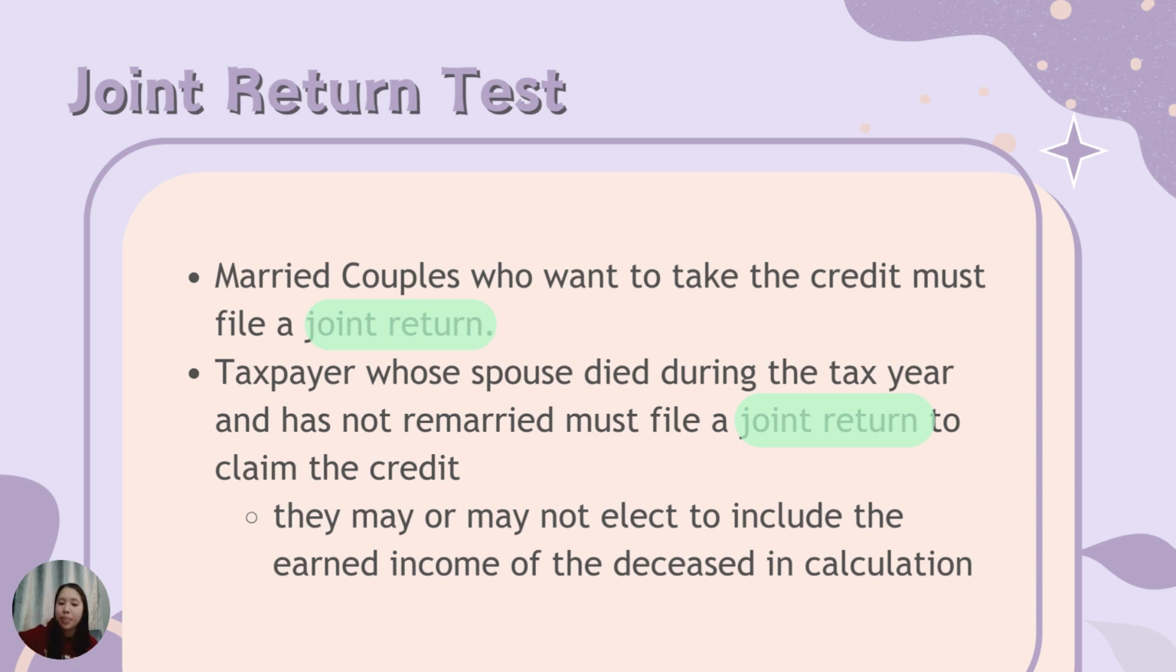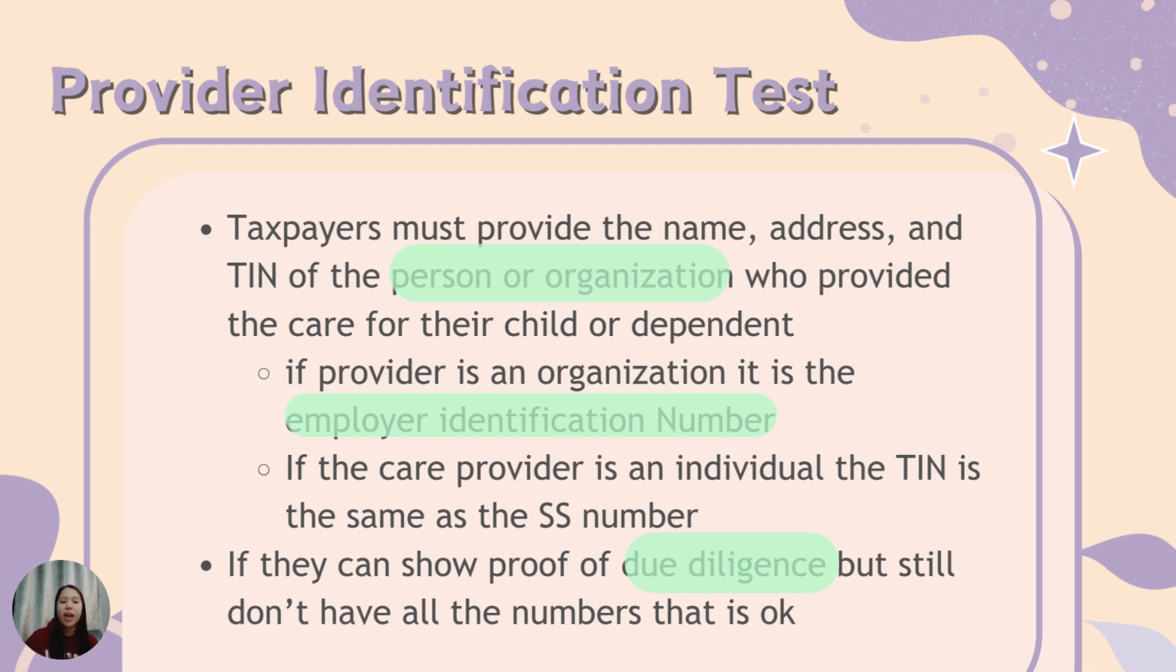between 20 to 35% of those expenses included as a credit. Okay, and our last test that we're going to be going over today is our provider identification test. And in this test, it basically means that taxpayers must provide the name, address, and taxpayer identification number of the person or organization who provided the care for the child or dependent. This is basically a documentation test, meaning you're not just making up a random organization that's caring for your child.